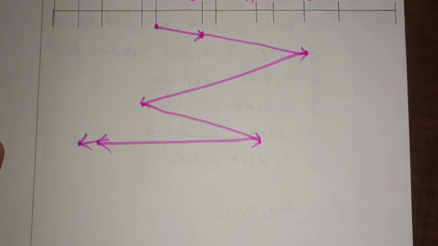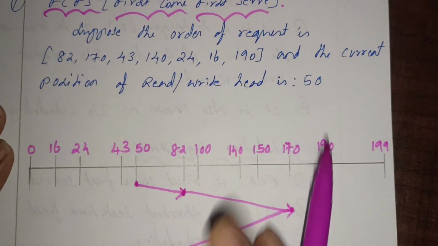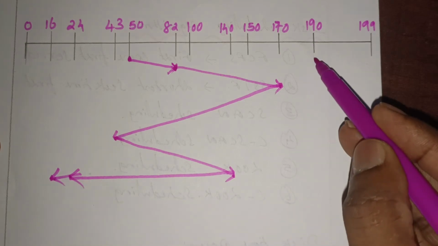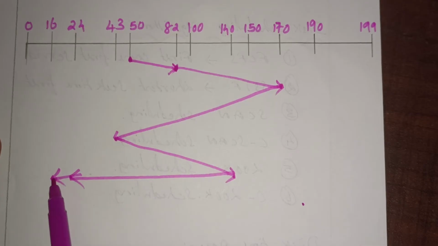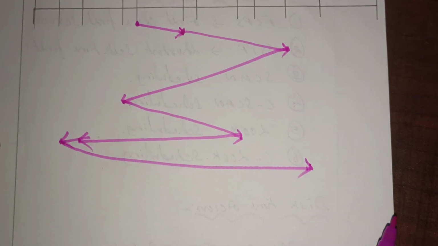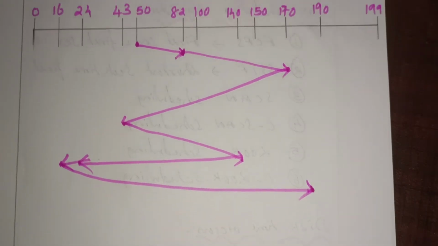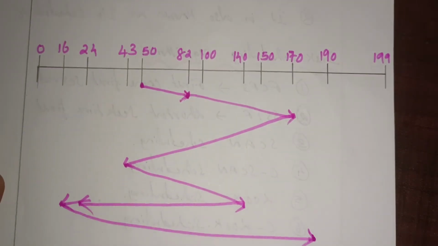It is at 16 now, right? And it will position the last request, which is 190. You can see that 190 is exactly here, and I'm going to position this 190, and the head is going to travel from 16 to 190, right? So this is the last request made by the process, so it exactly ends at 190, right?